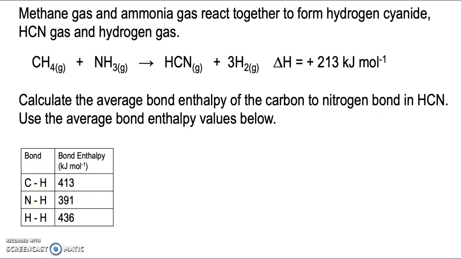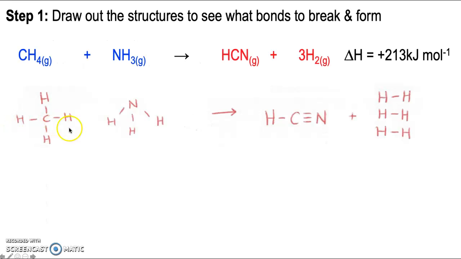Step 1, draw out the structures. It makes it so much easier when you can see the bonds that you're actually breaking and making. So here you've got your methane structure, your ammonia structure. This is your hydrogen cyanide here, and notice it's a triple bond. And then you've got 3 hydrogen gas molecules.